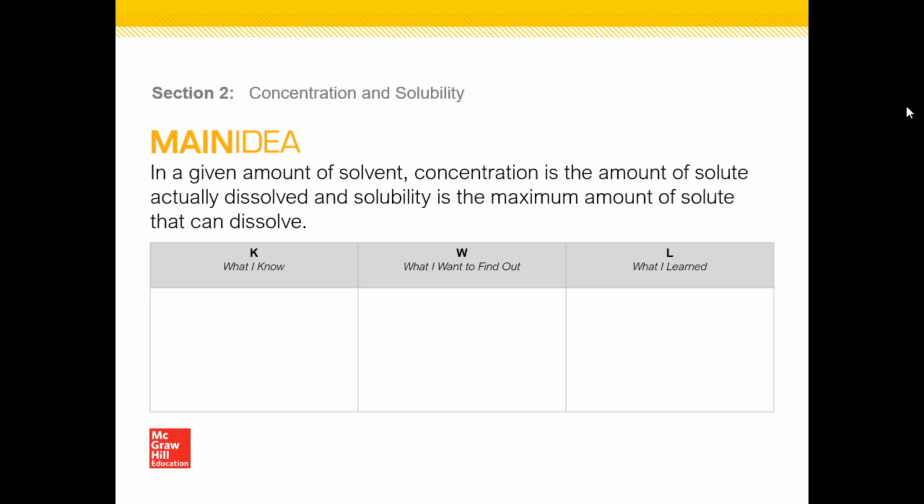Okay, so this lesson is on 21.2, concentration and solubility. So the main idea is we're going to be talking about what it means for a solution to be concentrated, and then we want to be talking about the solubility and what that means for a substance as it dissolves.